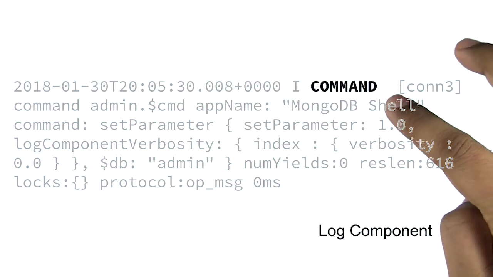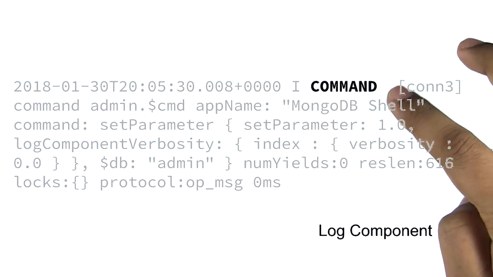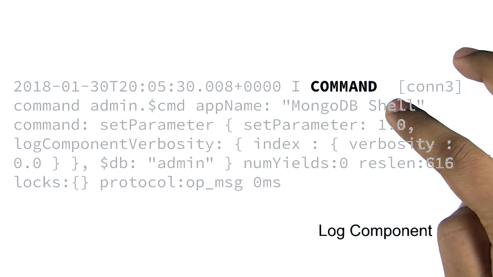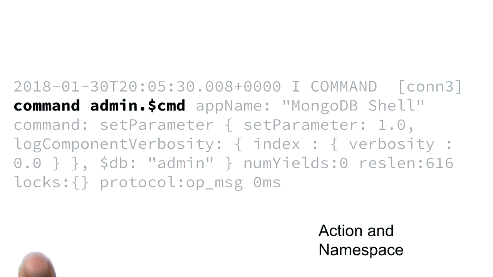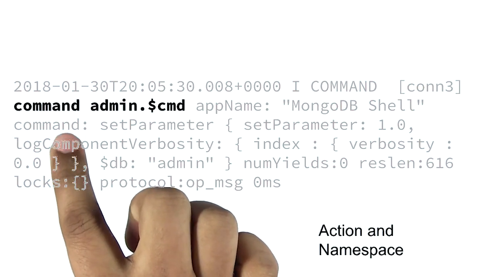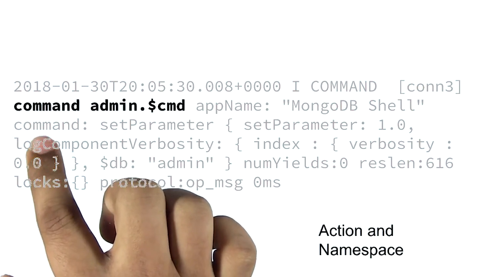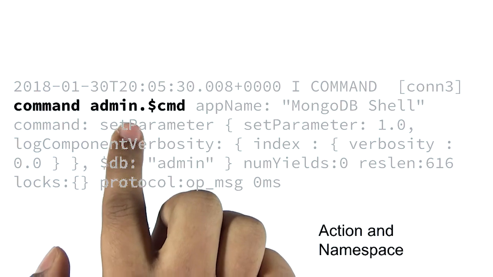Next, we have the actual log component that the operation falls under. In this case, the operation is a command. We can also see the connection that the event occurred on. Connections are incremented and unique, so any events initiated by a specific connection are likely from the same client. We have more specific information on the event. We have a command action that was executed on the admin database.